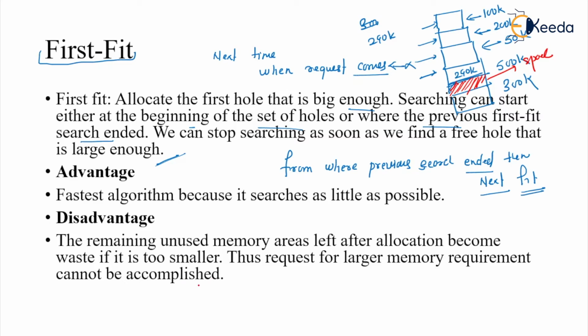It is the fastest algorithm because it searches as little as possible. But the remaining unused memory left after allocation becomes waste if it is too small, and thus a request for larger memory cannot be accomplished. So if I am left with too little, that space will be wasted.